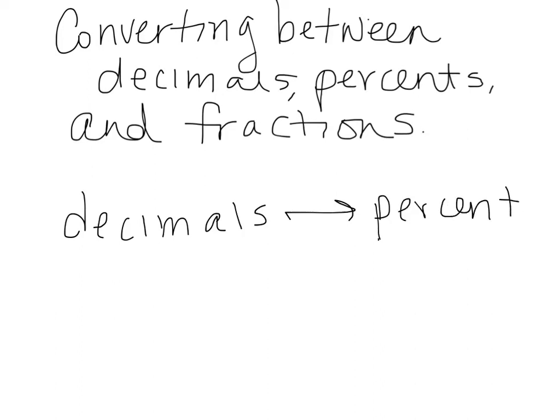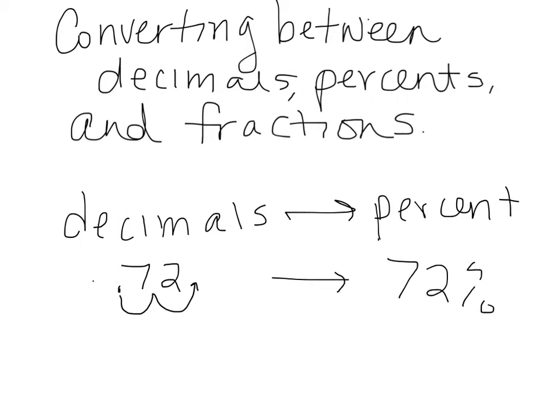So let's say that we have the decimal 0.72. Then all we do to change it to a percent is we move the decimal 2 places to the right. So this would become 72%. Okay, so for example, if we had something like 0.645, that would become 64.5%.